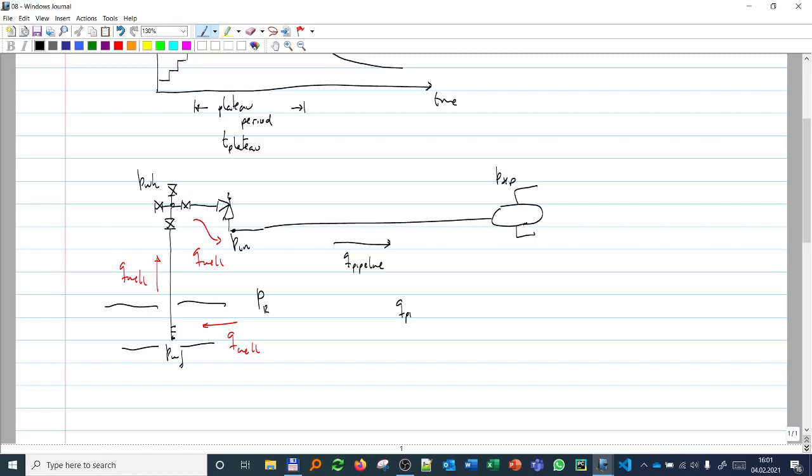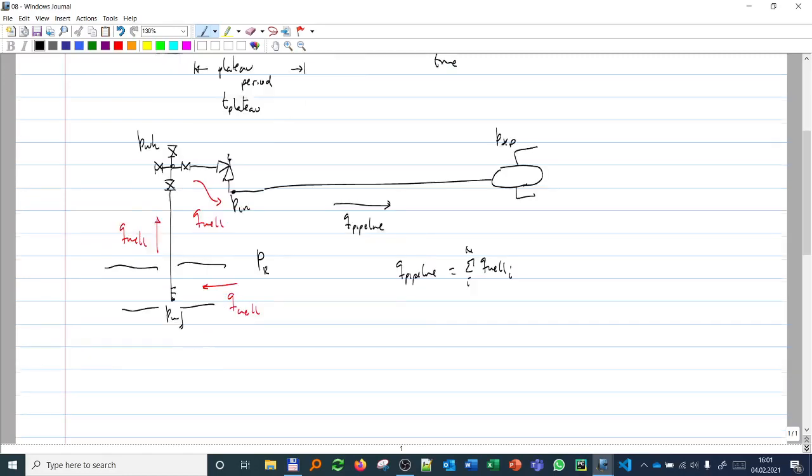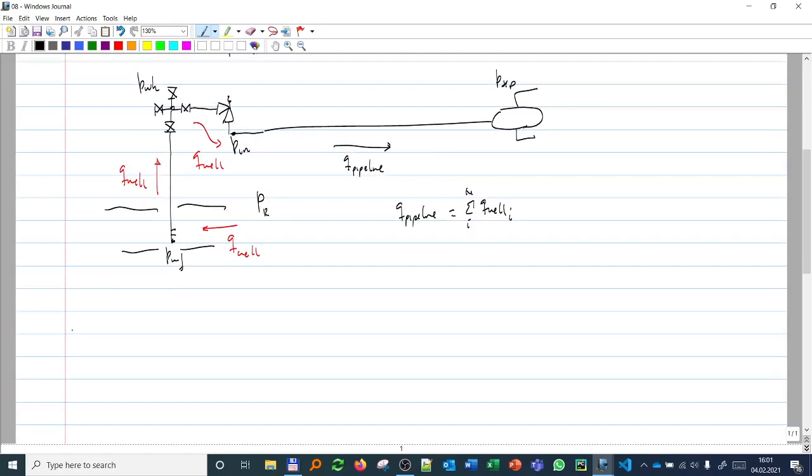Q of the pipeline is usually the sum of a certain number of wells producing to that pipeline. If that pipeline is carrying the production of the whole field, that will be the Q of the field. To make it more abstract, we can represent this with a diagram. From reservoir we flow to bottom hole, from bottom hole to wellhead, from wellhead to pipe inlet, and then from pipe inlet to separator.